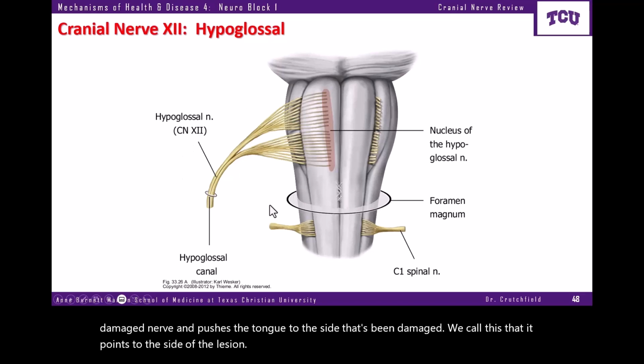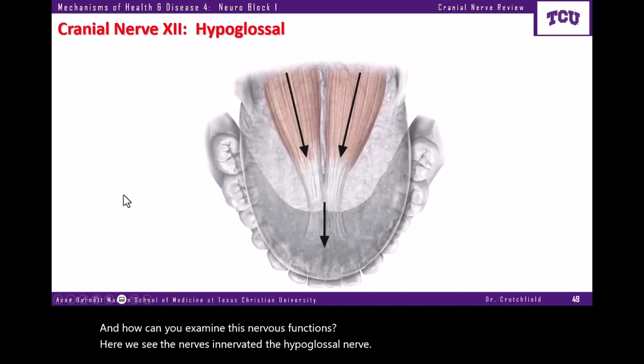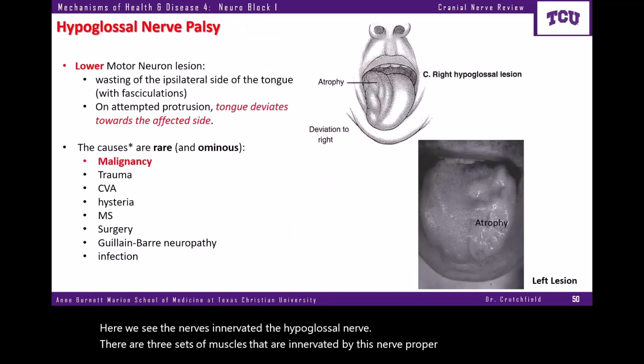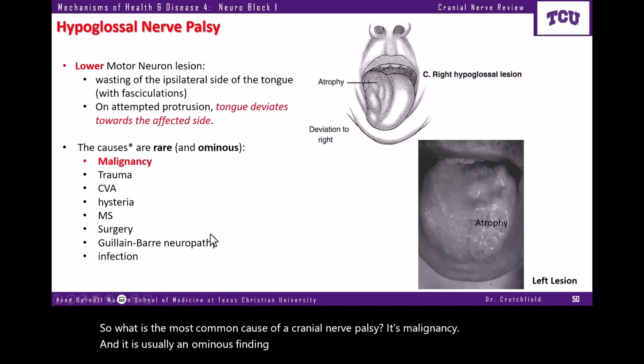So our learning issue here on this slide: how does cranial nerve 12 palsy present, and how can you examine this nerve's functions? There are 3 sets of muscles that are innervated by this nerve proper. Can you name them? So what is the most common cause of a cranial nerve palsy? It's malignancy, and it is usually an ominous finding. Is the palsy ipsilateral or contralateral? Well, it's the same side.